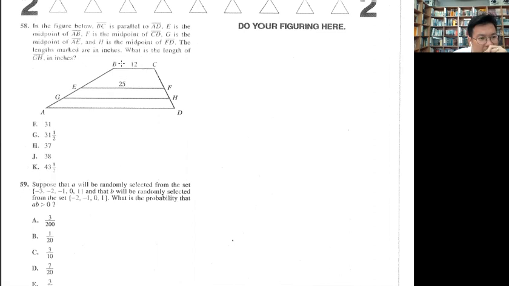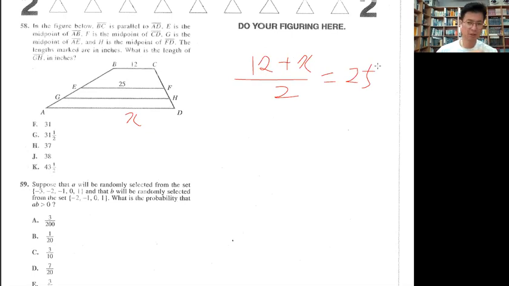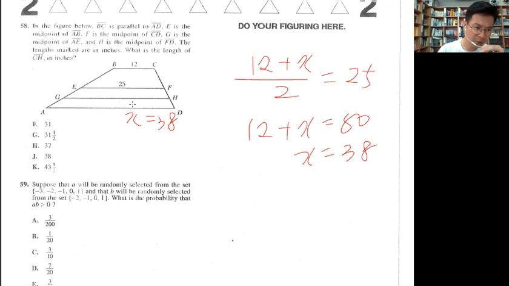58. This is all midpoint, so we don't know this one first. Let's say 12 plus x divided by 2 is 25, right? And then 12 plus x is 50, x is 38. Now between these two, let's say this is y. So y equals 25 plus 38 divided by 2, which is 63, 60, so 31.5.